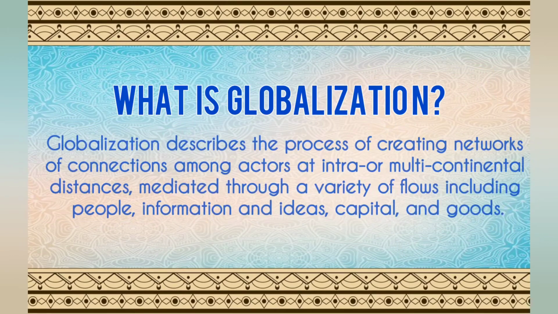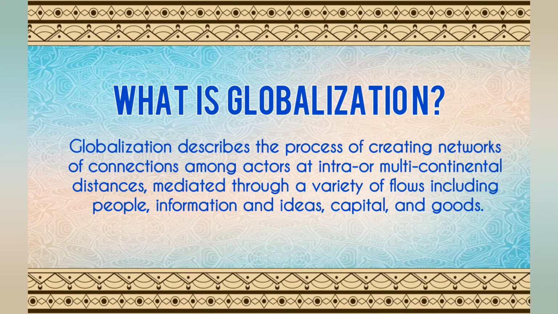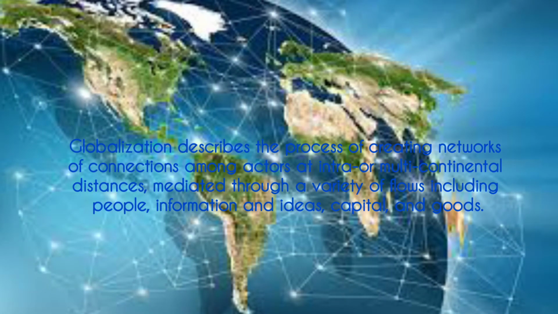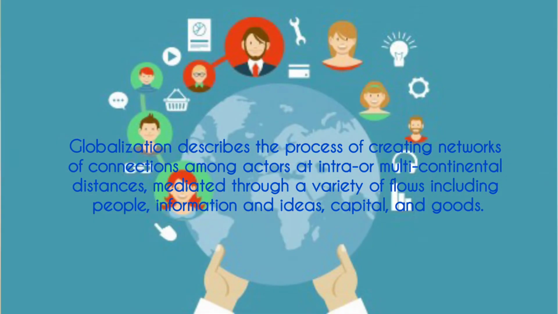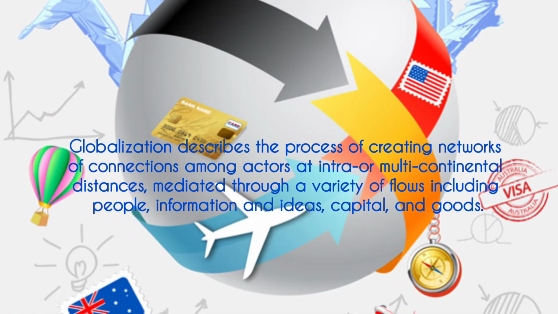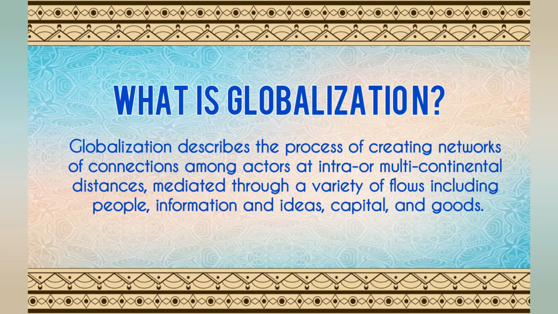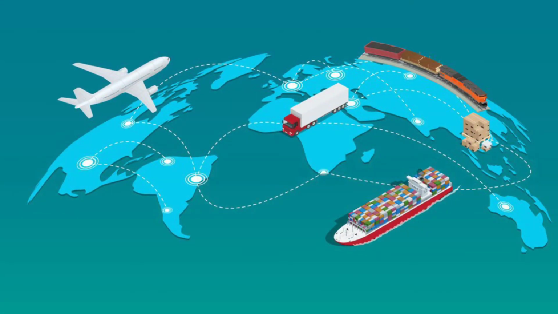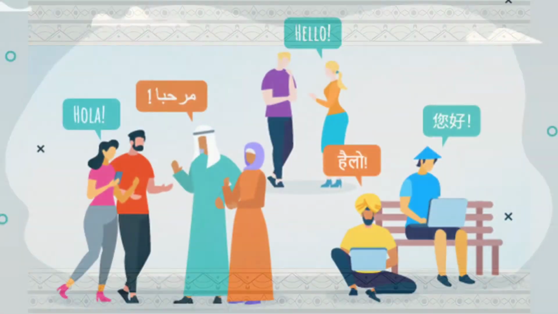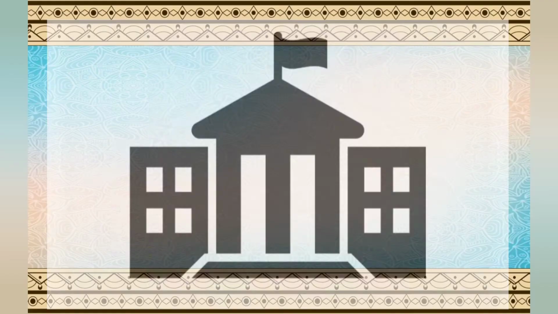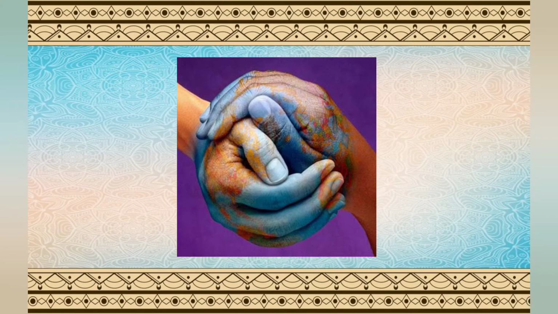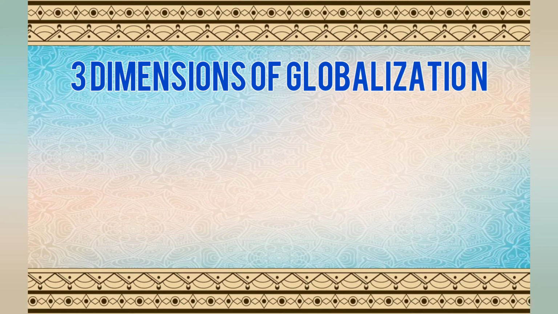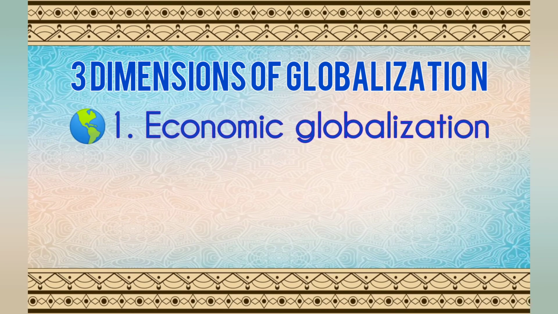What is globalization? Globalization describes the process of creating networks of connections among actors of intra- or multi-continental distances, mediated through a variety of flows including people, information, ideas, capital, and goods. Moreover, globalization is a process that erodes national boundaries, integrates national economies, cultures, technologies, and governance, and produces complex relations of mutual interdependence. There are 3 dimensions of globalization. First, we have economic globalization.